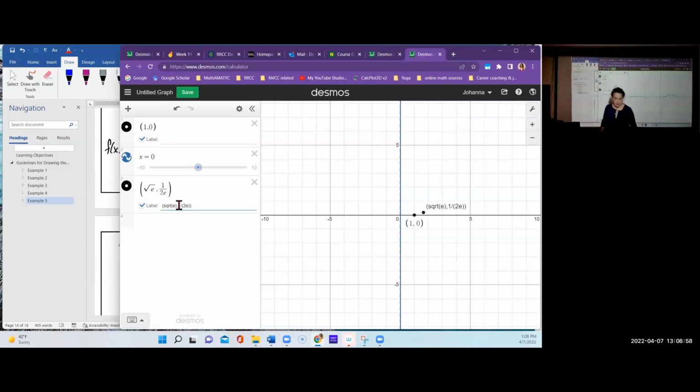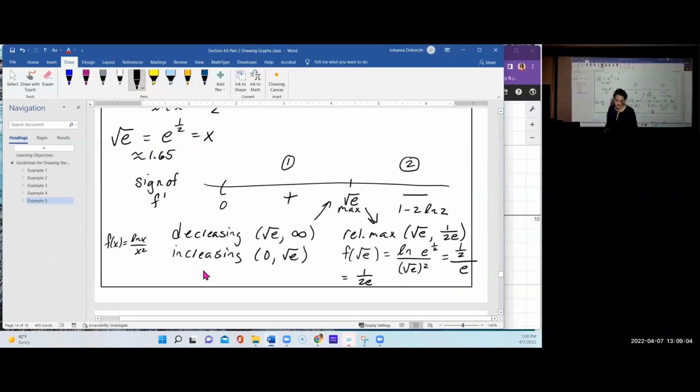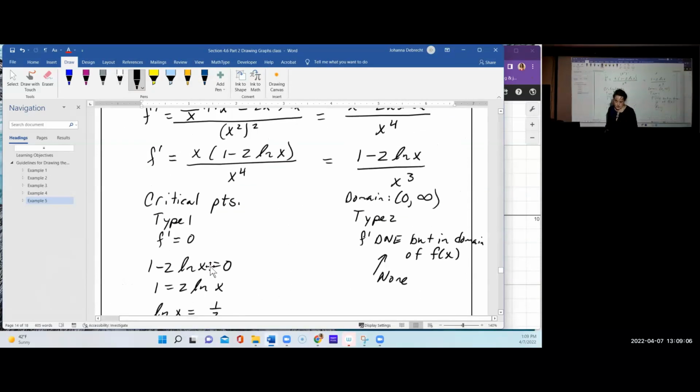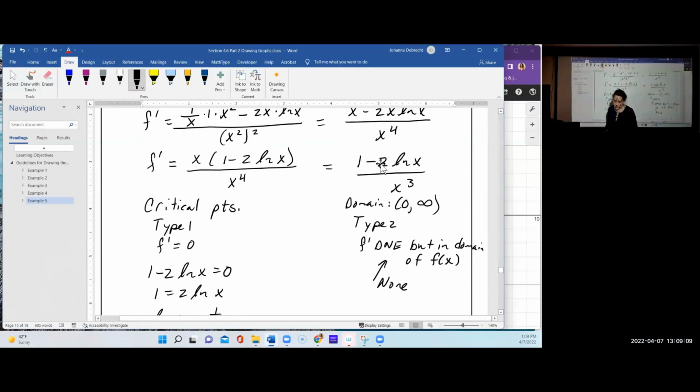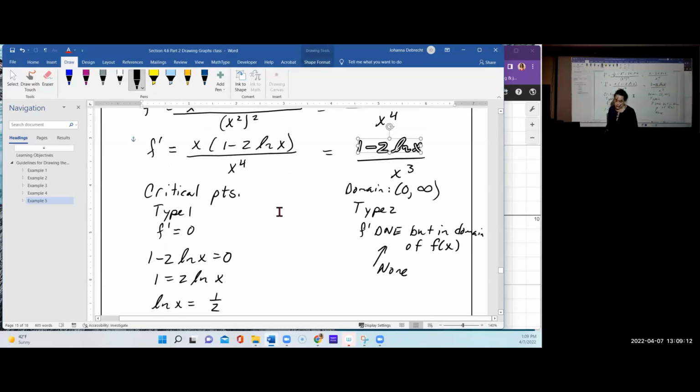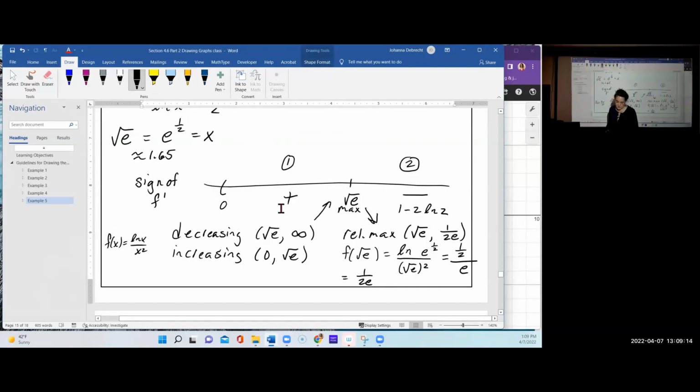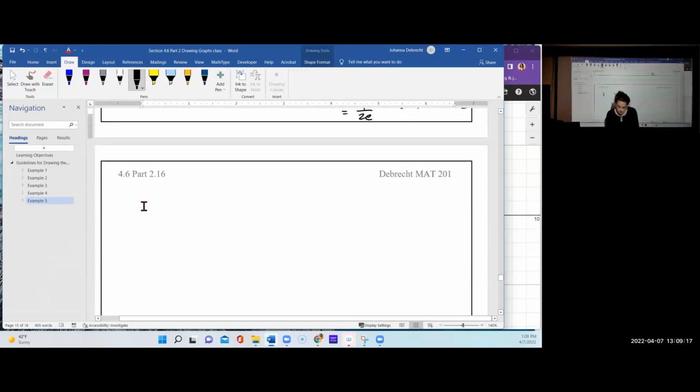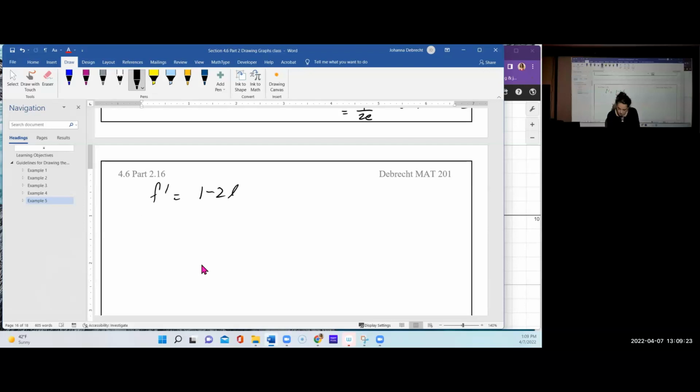Now we want to take a look at the concavity and inflection points. So we need the second derivative. Coming back up here, we need to find our first derivative, which is 1 minus 2 natural log of x over x cubed. So I'm going to take the second derivative of that.